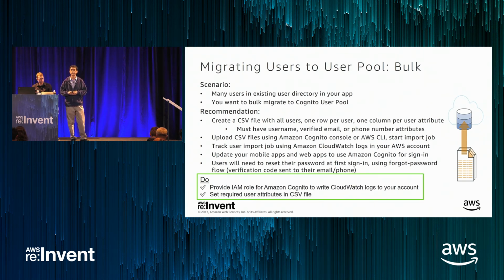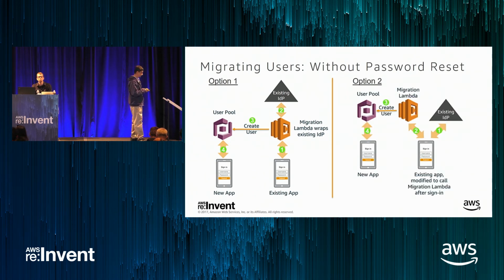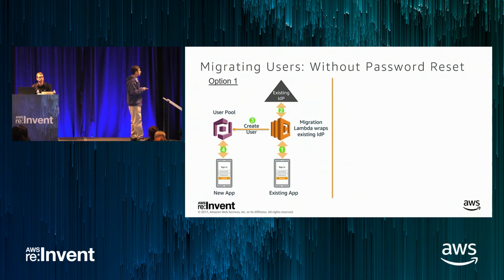So how do we make it a little simpler for the end user? If you don't want your users to reset their password, there are a couple of variations of how you can do this. In option 1 on the screen, you set up a little Lambda-based migration service. This Lambda-based migration service proxies your existing identity provider. Your existing app just uses your existing authentication APIs, your login APIs, to send the username and password to your identity provider. But this little Lambda gets that, calls your existing identity provider, makes sure the user is authenticated, and then creates the user.